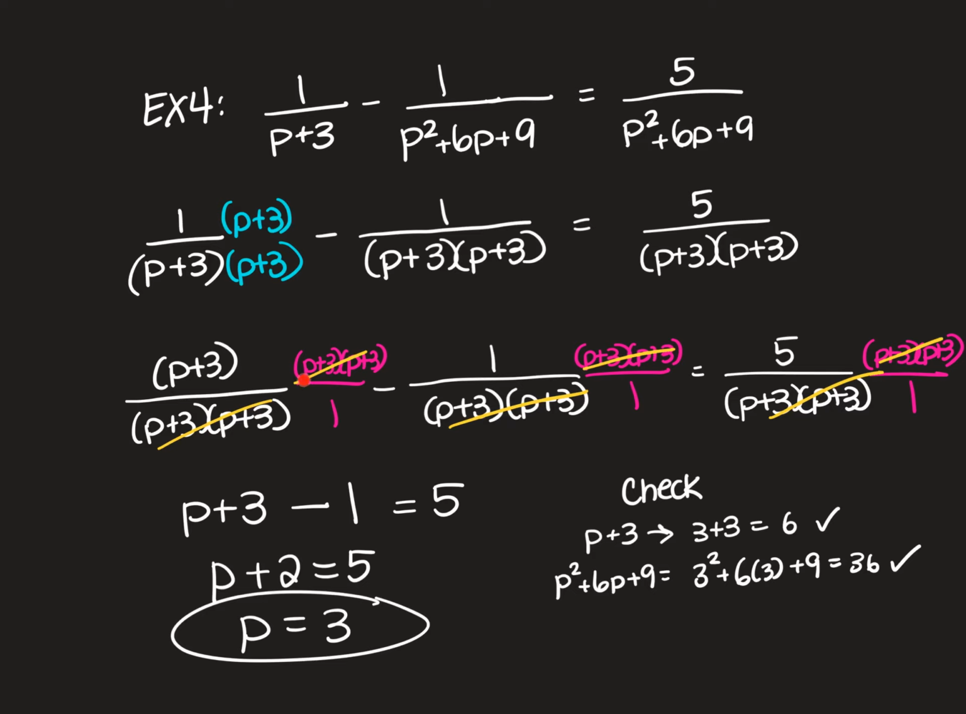Once I've done that, I realized that my common denominator in my entire equation was p plus 3 times p plus 3. You may have written that as p plus 3 squared. That's fine. Now I know from there I can multiply by p plus 3 times p plus 3 over 1, and I do that for every fraction, and I eliminate all of my fractions. Okay, so what I'm left with is just p plus 3 minus 1 equals 5, and I can solve that very easily. I'm showing my check over here as well because it's really important to do so.